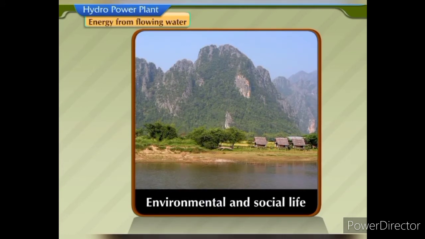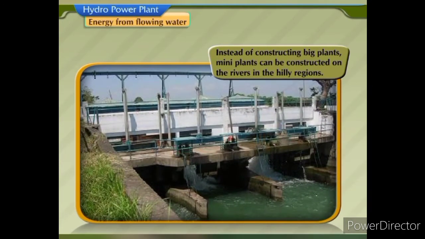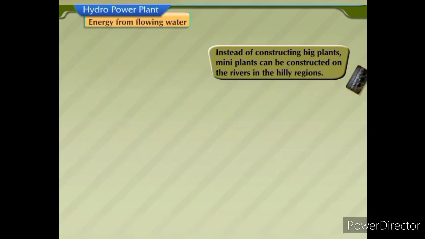Then, what may be the solution for this problem? Instead of constructing big plants, mini plants can be constructed on the rivers, in the hilly regions.